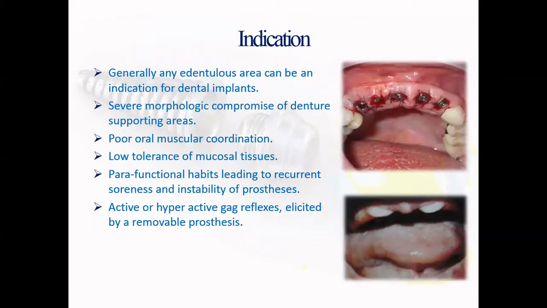What are the indications for placing an implant? Generally, any edentulous area can be an indication for dental implants. Severe morphologic compromise of denture supporting areas, patients with poor oral muscular coordination, lower tolerance of mucosal tissue to removable dentures, patients with parafunctional habits leading to recurrent soreness and instability of the prosthesis, and active or hyperactive gag reflexes elicited by a removable prosthesis.